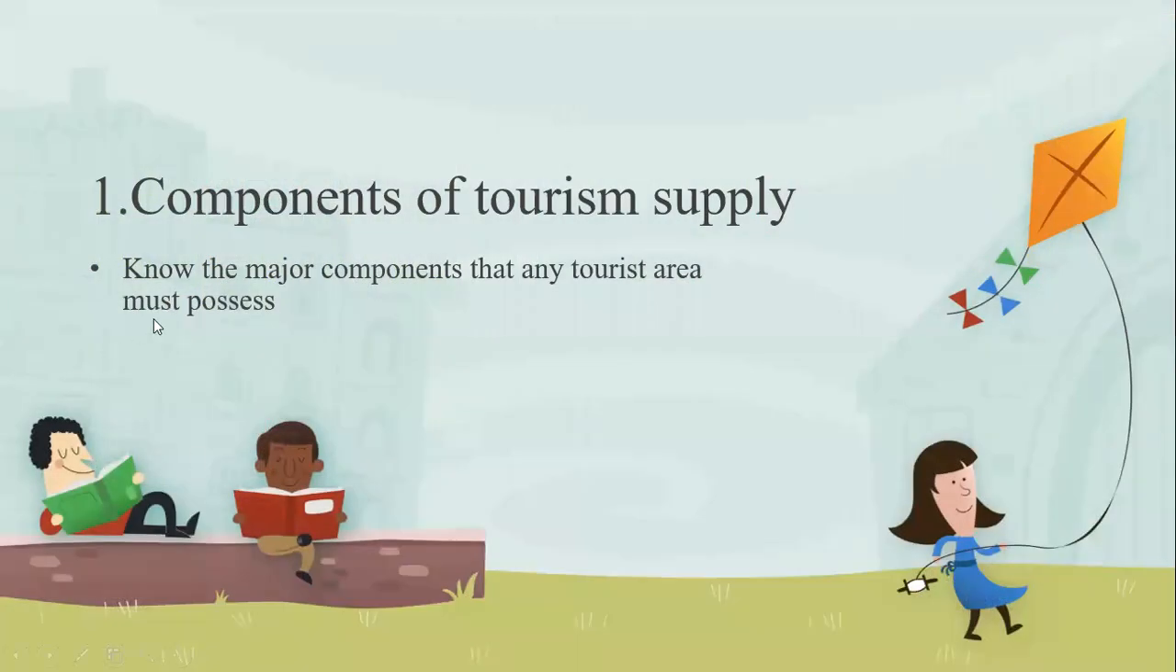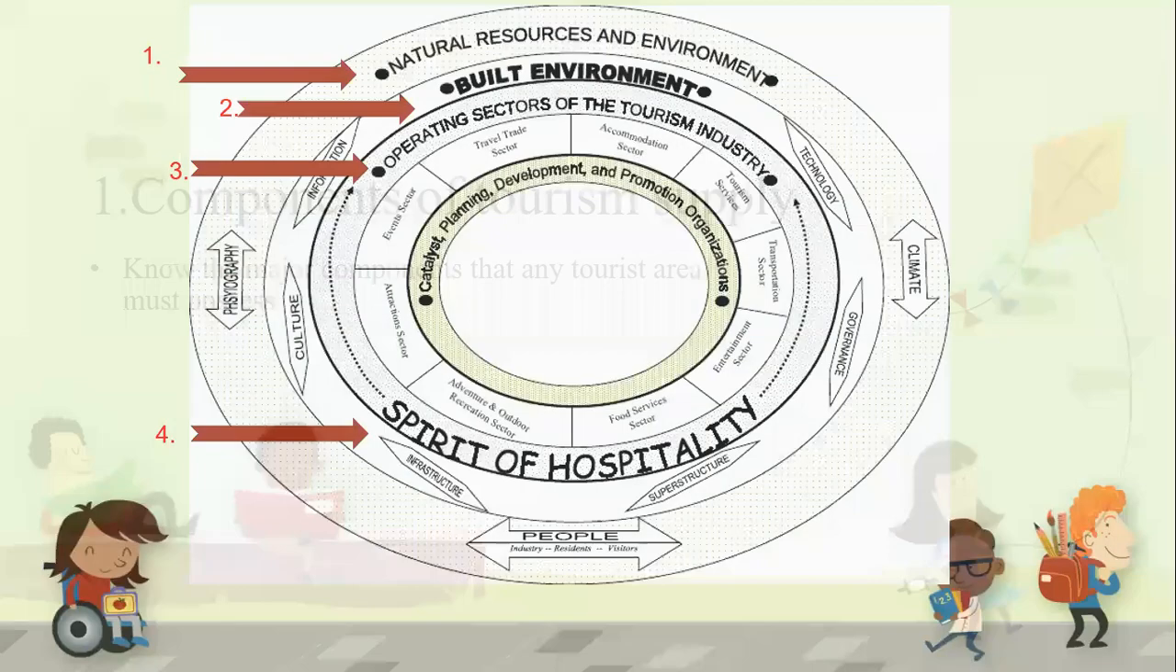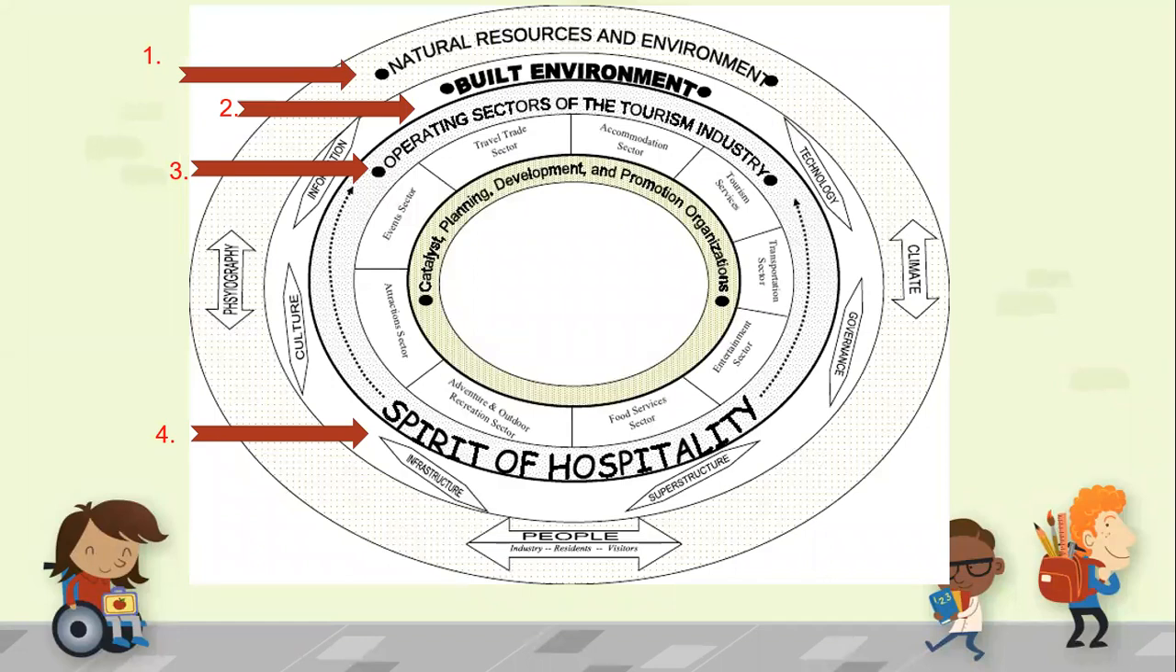Now, the first question of this chapter is components of tourism supply. What are the major components that any tourist area must possess? So, there are basically four major components of tourism supply. The first one is natural resources and environment. So, this is the first component of tourism supply. The second component you can see here is the built environment. The third component is the operating sectors of the tourism industry. And the fourth component is the spirit of hospitality.